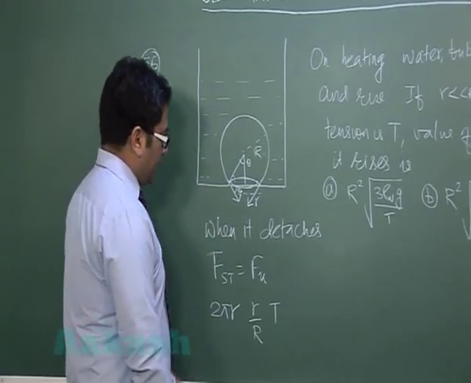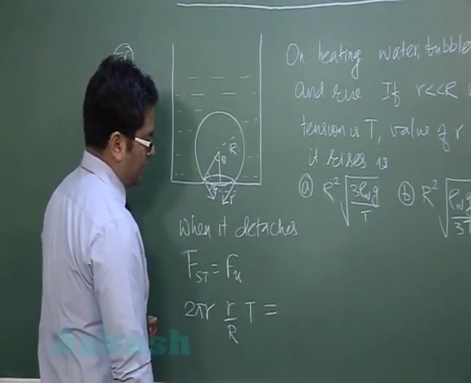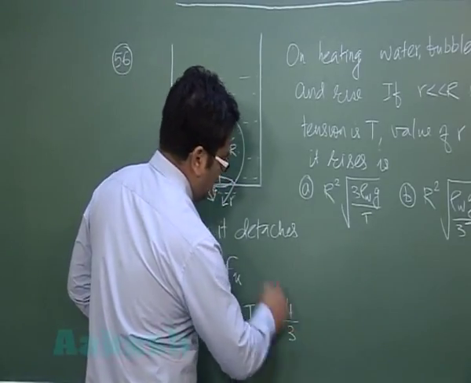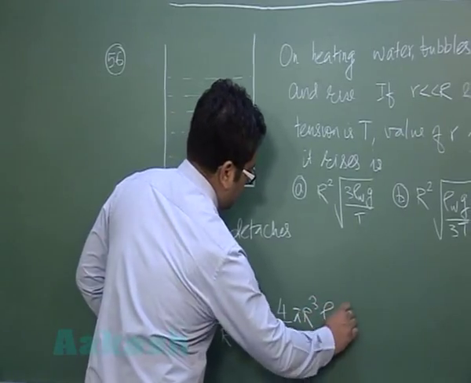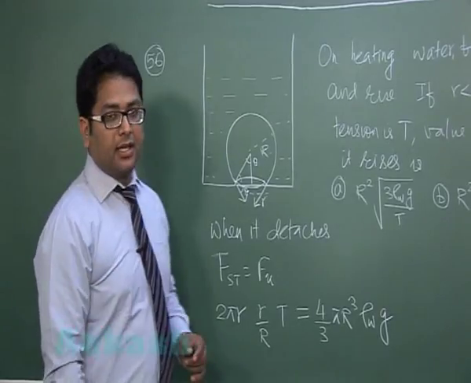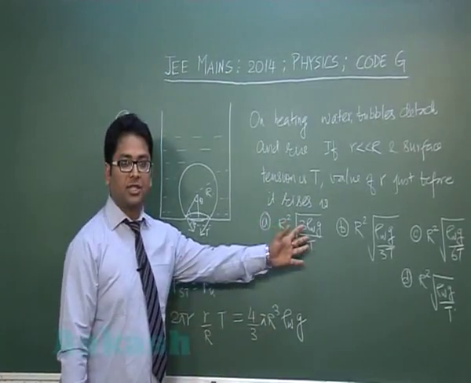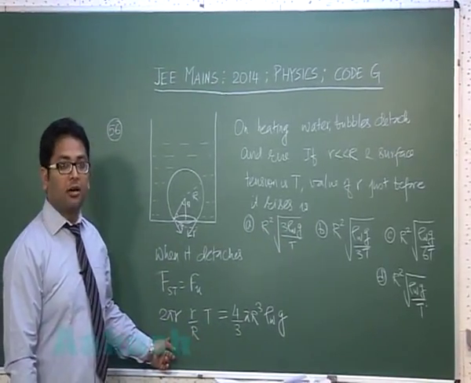And you could see that this force has to be equal to the upthrust, and the upthrust would be equal to 4 by 3 pi r cube times the density of water multiplied by g. Unfortunately, the option given in the question book does not match. This is the solution to the best of our knowledge.